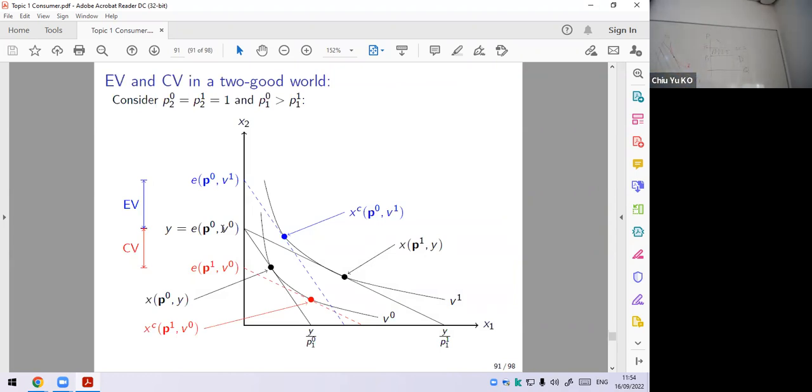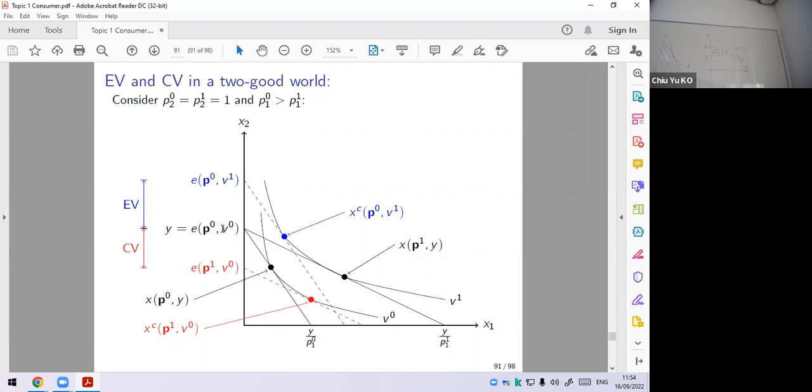Okay, looks complicated. Okay, but let's see the following. Let's see the red thing first. Okay, forget the blue, only the red. This is the original bundle, this is the new bundle. Now I assume the price is reducing. Okay, and the red one is Hicksian demand. You know it, right? Hicksian, this is the consumption.